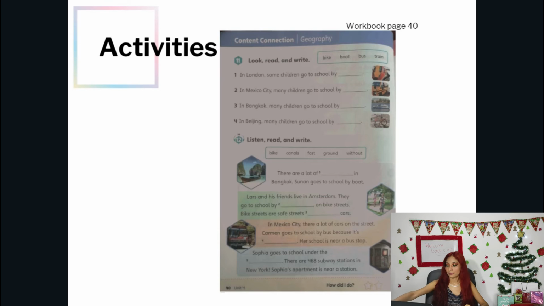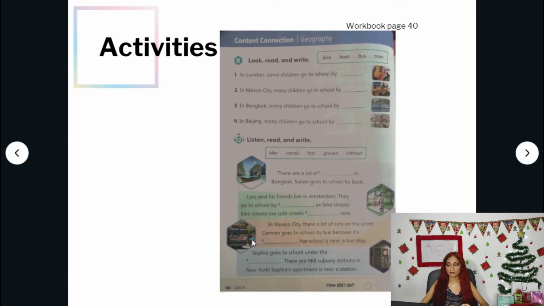There are a lot of canals in Bangkok. Sunan goes to school by boat. Lars and his friends live in Amsterdam. They go to school by bike on bike streets. Bike streets are safe streets without cars.